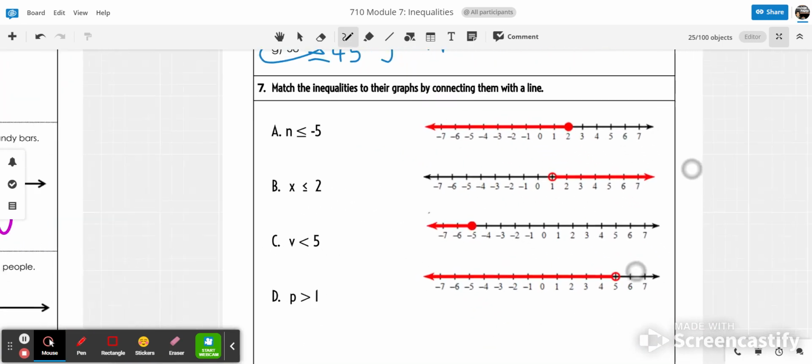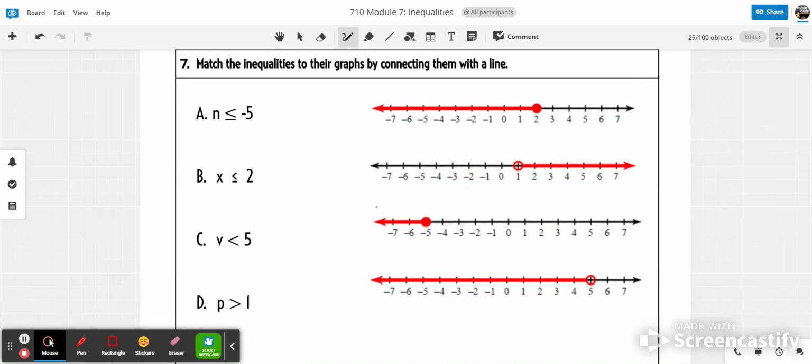Okay, last one is we are matching our inequalities to the graphs. We're going to draw lines. All right, so I have n is less than or equal to -5. One thing I always like to look at and teach is a test taking skill, right? If A has a -5, I'm going to look at which graph already starts with -5 on it. I'm not going to pick the first graph because that has a 2. That wouldn't make any sense. So by doing that, I've already eliminated all of the other options.